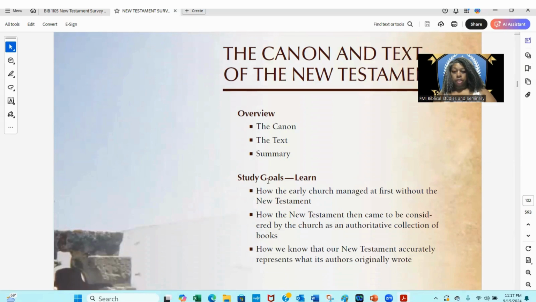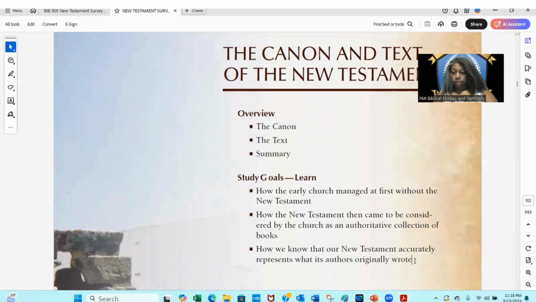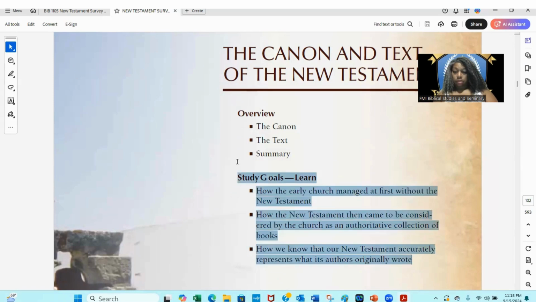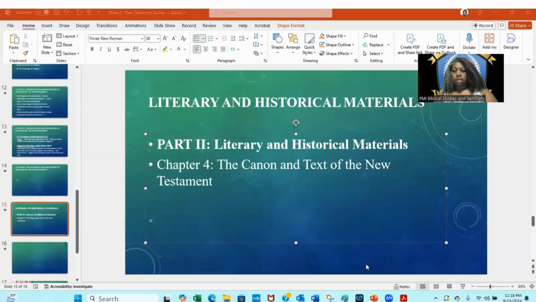Okay, so these are 3 things that we want to talk about. The text and the canon, pretty much, right? In fact, I think I'm gonna copy and paste this whole thing. And then once I get it on the PowerPoint, then I will edit it. So we're on chapter 4.